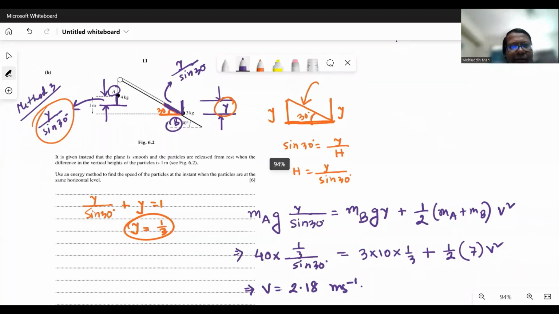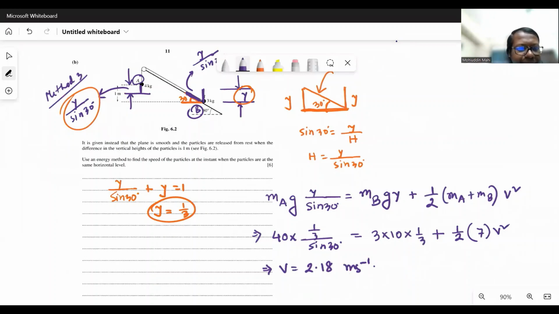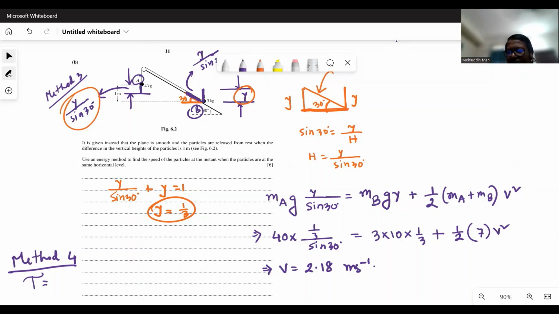Now let's solve method 4. If you can remember, in method 2, we used the tension. The value of tension will remain the same, and that was 180 by 7.